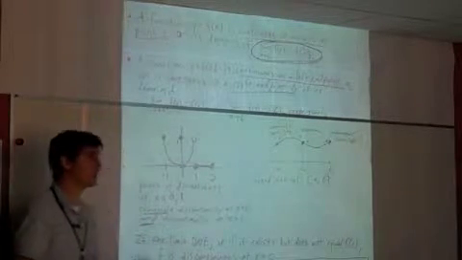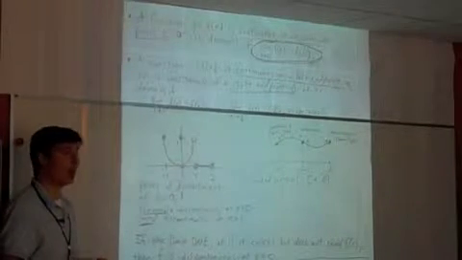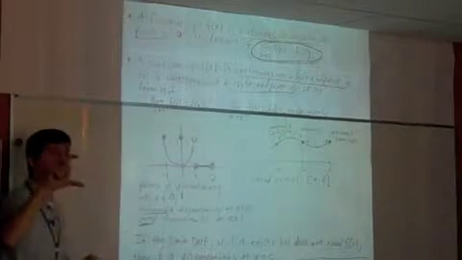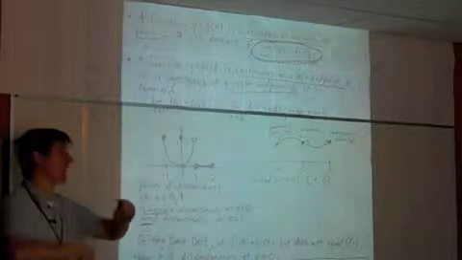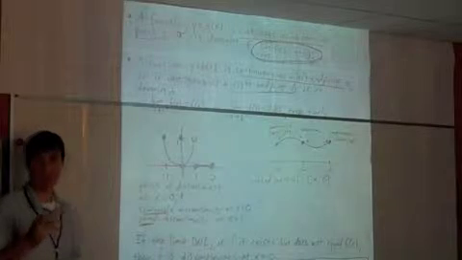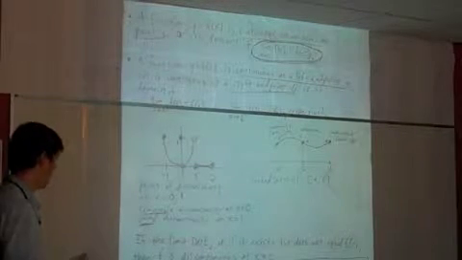A removable discontinuity is just at one point. You literally just take the one point off. A jump is a specific length that you jump, that you go from one side to the other. And an infinite is like an asymptote. Those are the three main types of discontinuities. And then the oscillating one, I'll show you an example.